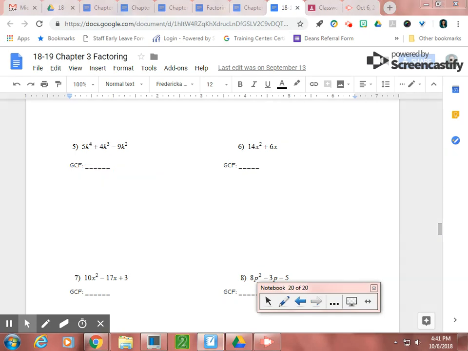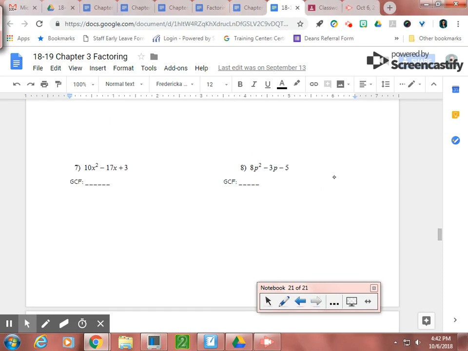Looking at number 6, what's in common? Well, I know that I can divide both of those by 2 and I can take out an x. So 2x comes out in front. I have 7x plus 6. So that would be your factored solution. If you want your exact solution, setting this equal to 0 would be 0. This one I would subtract 6 and then divide by 7.